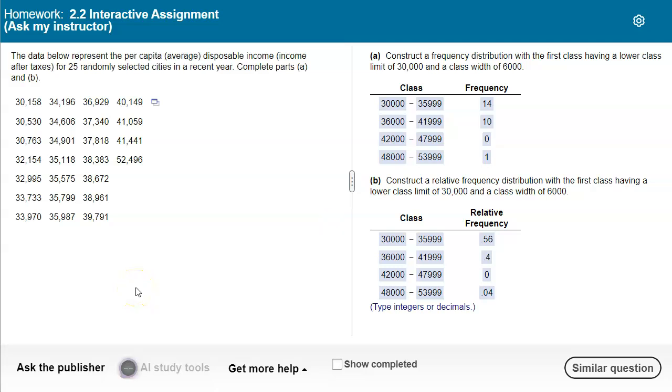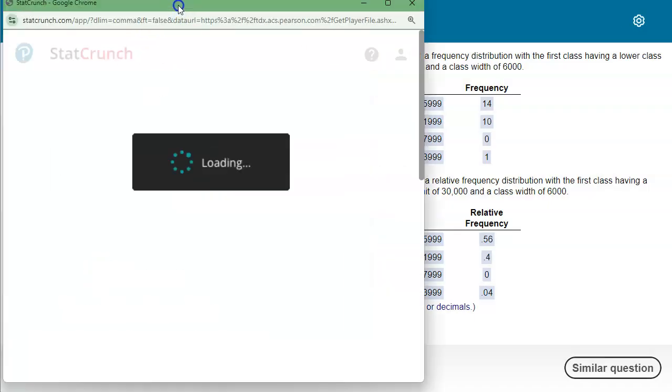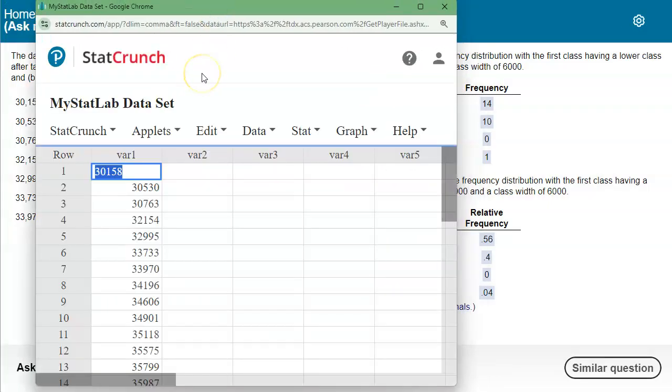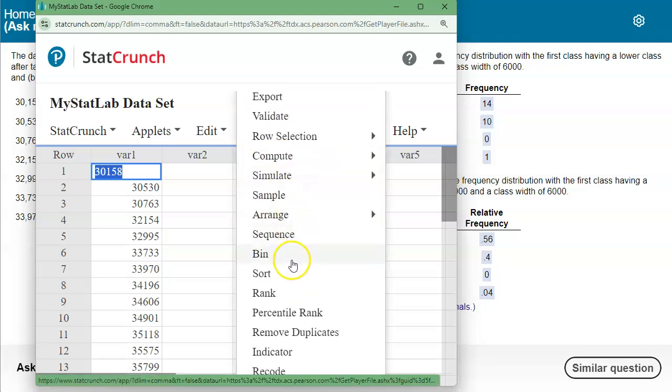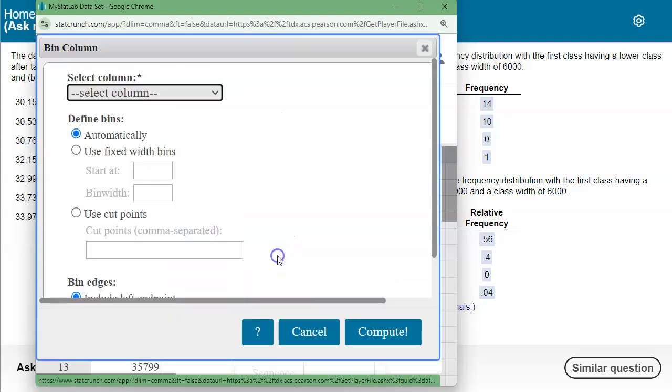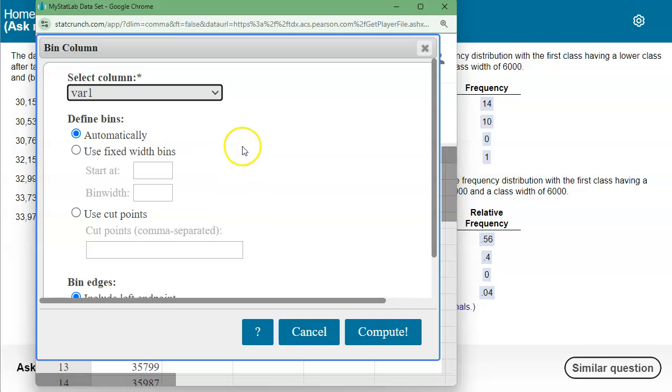There are some other ways that you can do this problem in the calculator. I have a separate video about that if you'll look back at the playlist. And there's also StatCrunch. So let's look at StatCrunch. So we'll open our data in StatCrunch. We're going to select Data and scroll down to find Bin. We'll select the column. There's only one column here. And we want to use fixed bin widths.